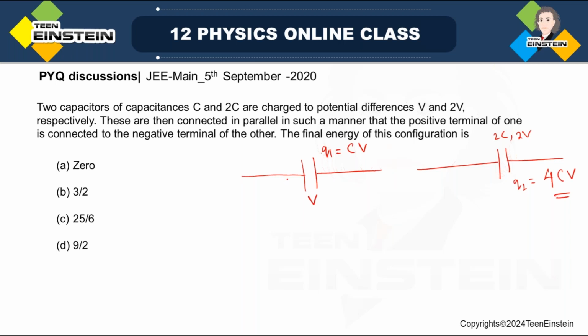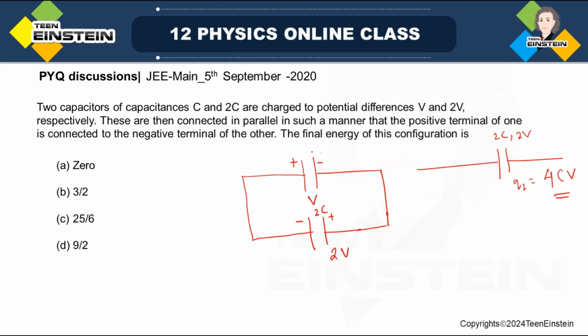Now how are they connected? Suppose this is plus, this is minus. For the other one, they are connected in parallel, so for the other one it is plus, and this is minus. So this has 2C capacitance and voltage 2V initially. Now when they are connected, what will happen?